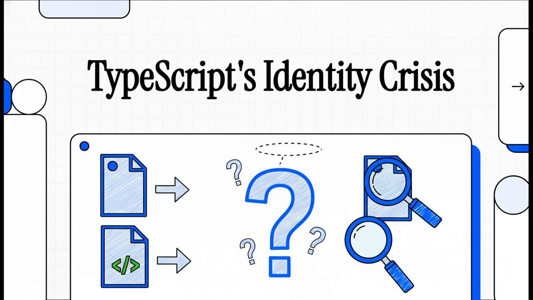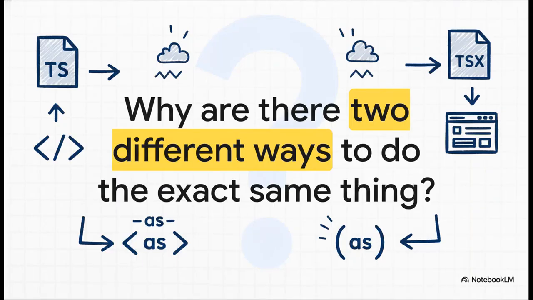So, if you've ever found yourself working with TypeScript and React, you've probably run into this tiny little detail that can actually be super confusing. We're talking about file extensions. It might seem small, but there's a really interesting story of mistaken identity happening right inside your code, and today we're going to get to the bottom of it. All right, let's dive right in.